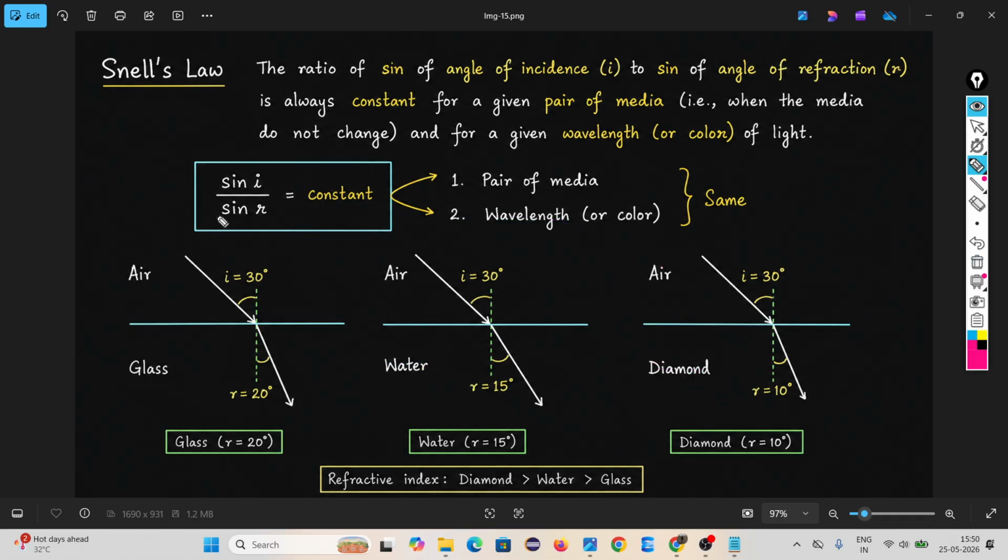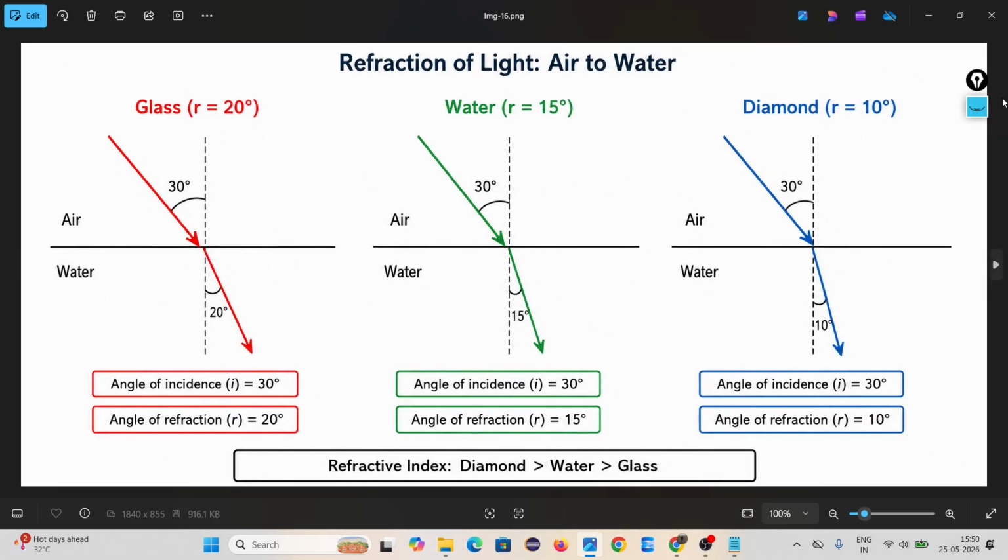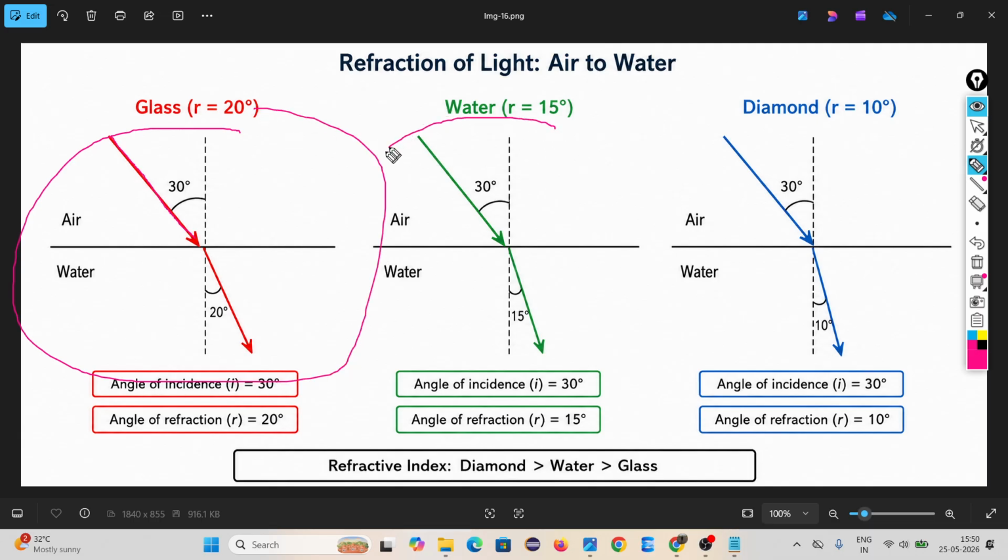So sine i upon sine r being constant depends upon two things. The pair of media: if the pair of media is the same, then no change; if the pair of media is changing, then the value changes. The second one is wavelength. What do we mean by wavelength? Wavelength changing means the color of the light changing. You see different types of color because of wavelength. In the first diagram, I'm taking red light; in the second, green; in the third, blue.